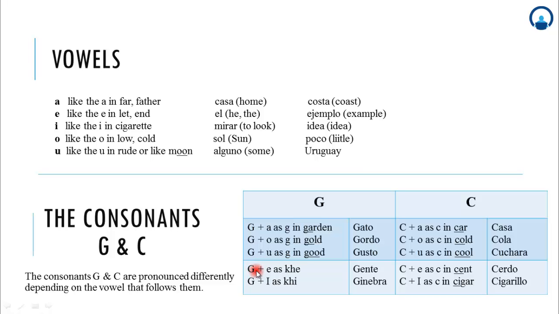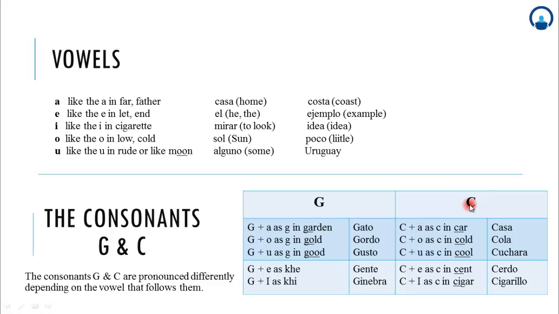G, if followed by E, is pronounced as a hard jota sound. It is not pronounced as gay. For example, we have a word called gente. Gente means people. And if we have letter G followed by I, it is pronounced similarly. It is not gi. For example, ginebra. Ginebra means rum or brandy.